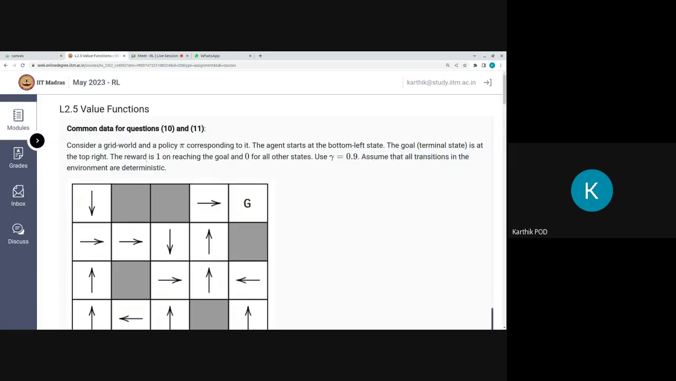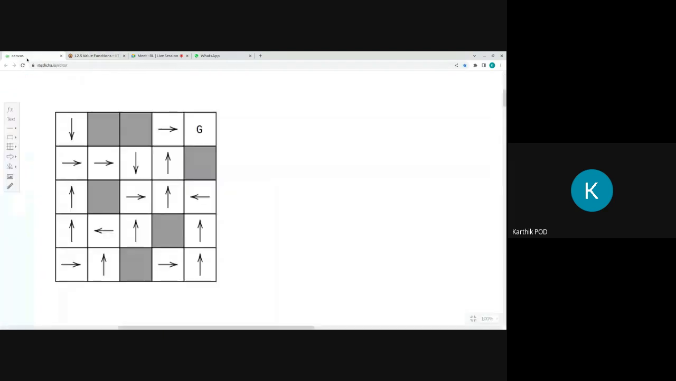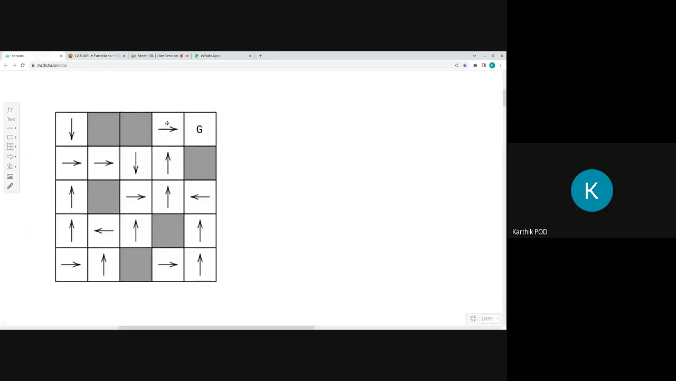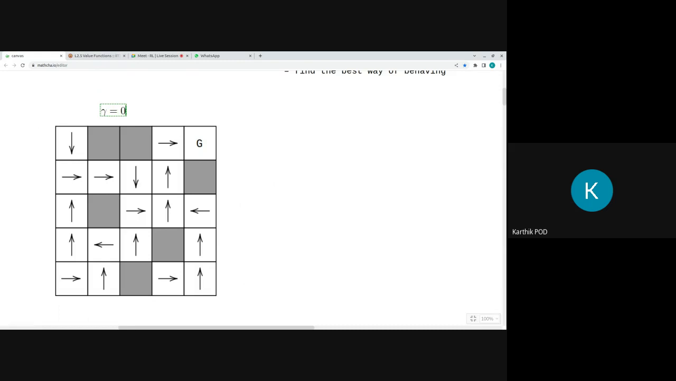So the reward is 1 on reaching the goal. Okay, for all other time steps, reward is 0 for all other states, right? And this has some gamma, right? This gamma is equal to 0.9. Let's say that term gamma is equal to 0.9.